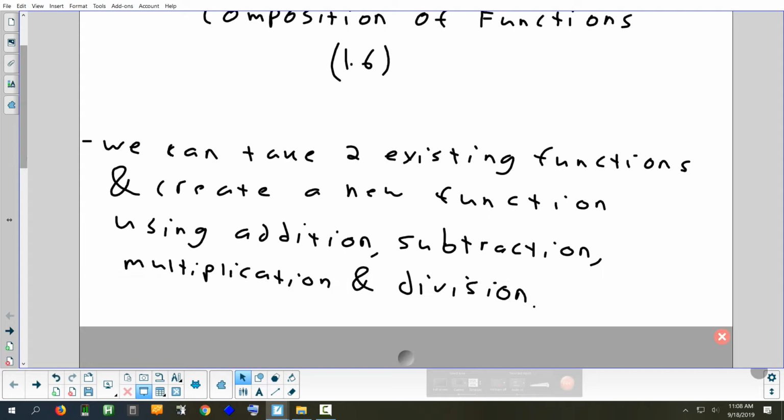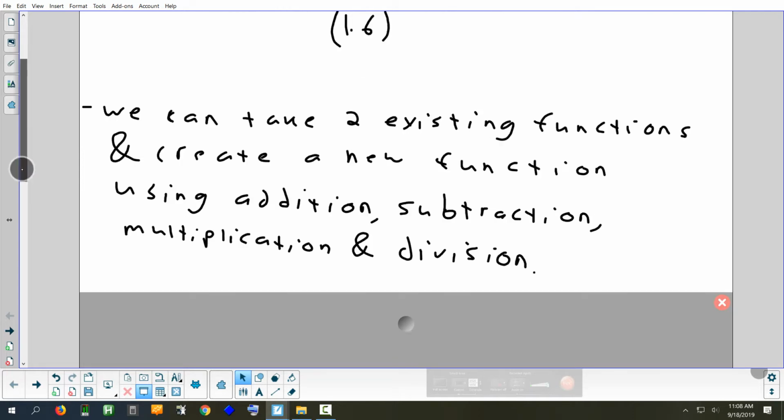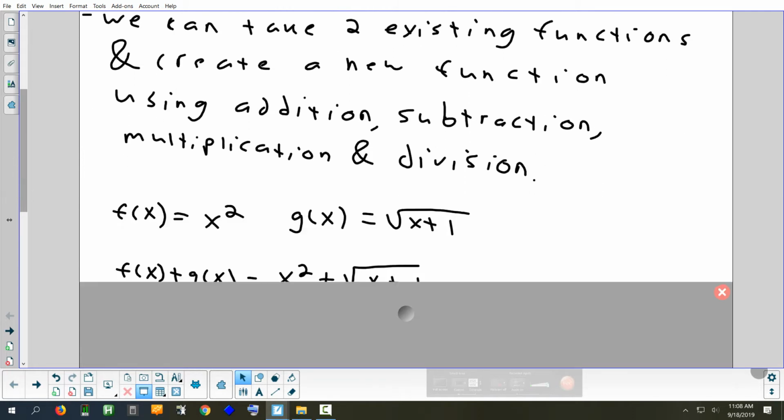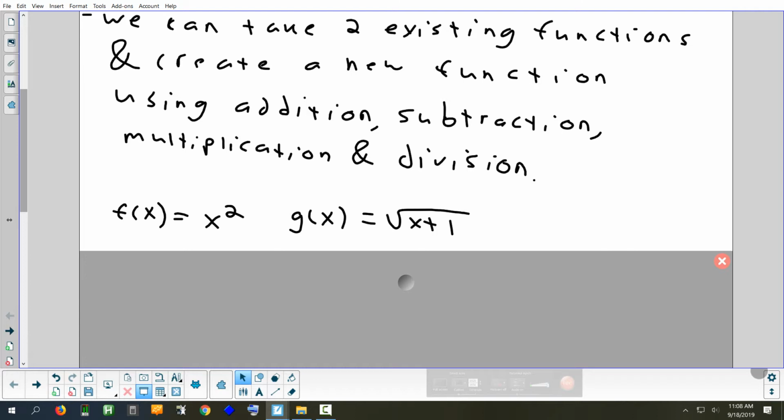So this is what I just said to you. We're going to take two functions we already have, and we're going to create a new function by combining them together. That's just what we're going to do. Okay, so here's our two functions, f of x and g of x. f of x is the function x squared, g of x is the function square root of x.